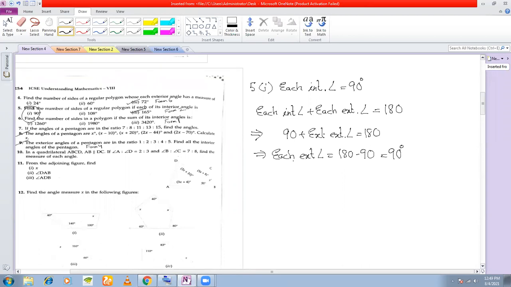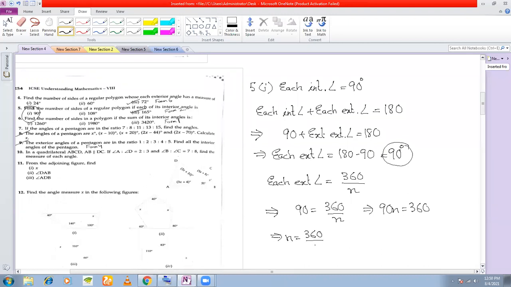And what is the relation between exterior angle and number of sides? You remember formula number 4? Each exterior angle is 360 divided by the number of sides, n, right? How much is each exterior angle we have got? 90. Put 90. Cross multiply. Okay, so I get 4 sides.